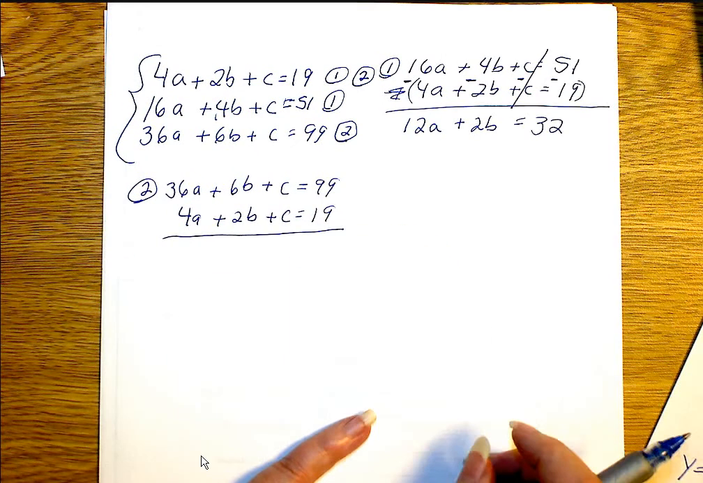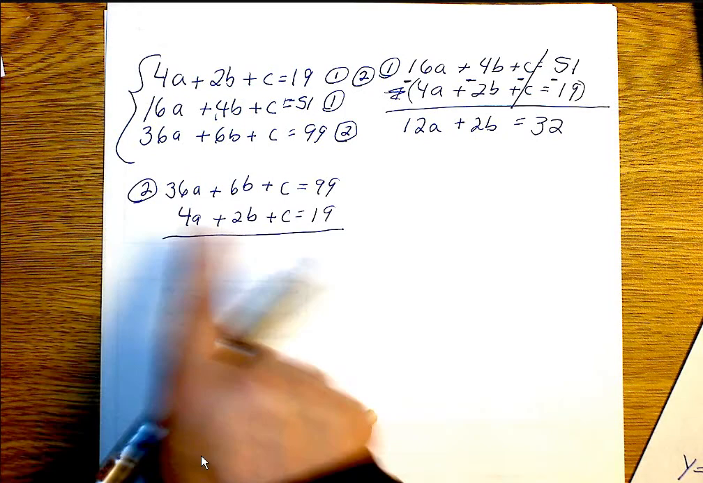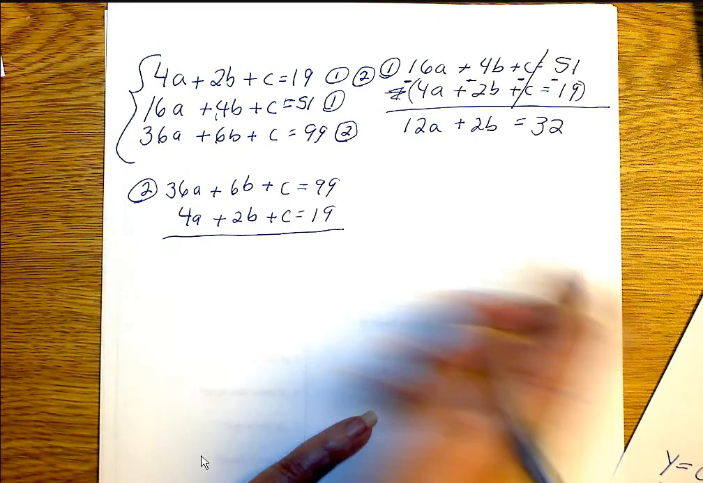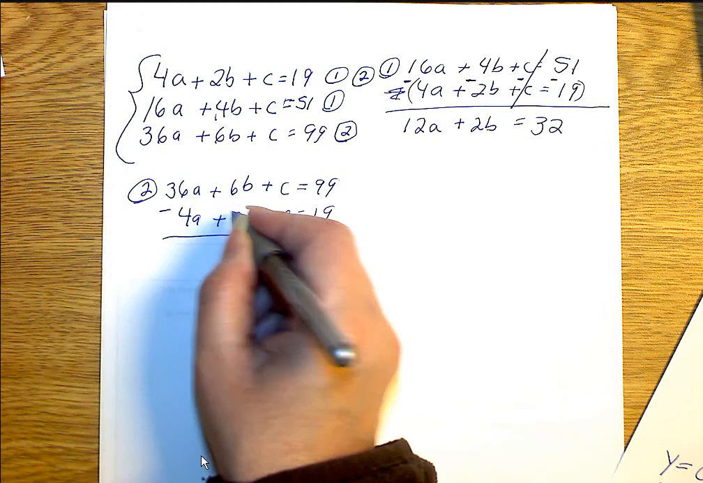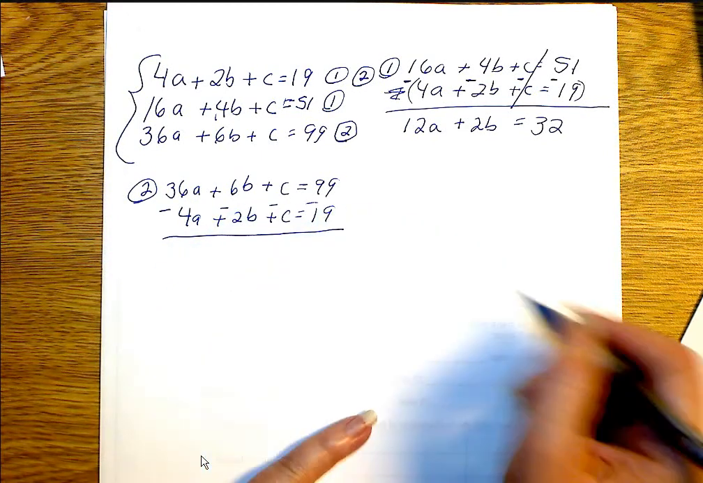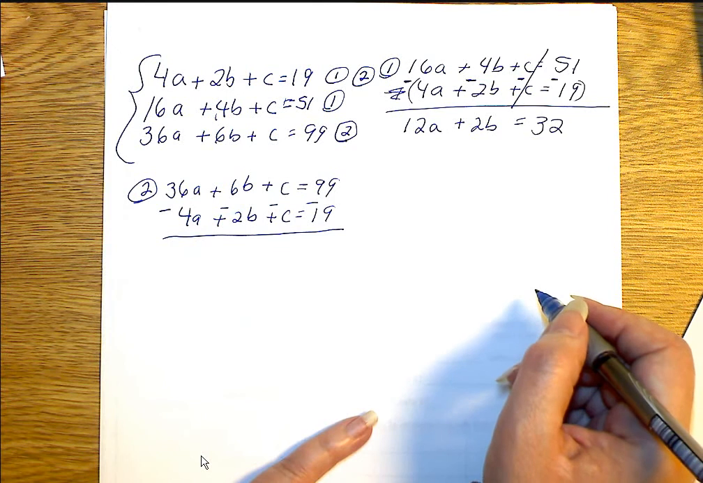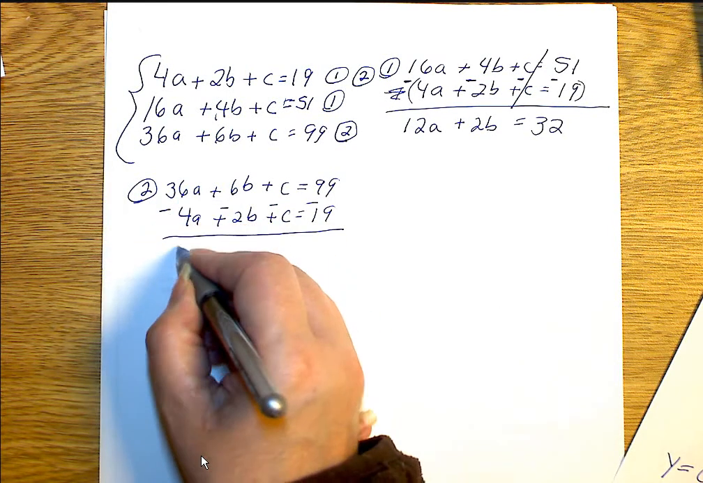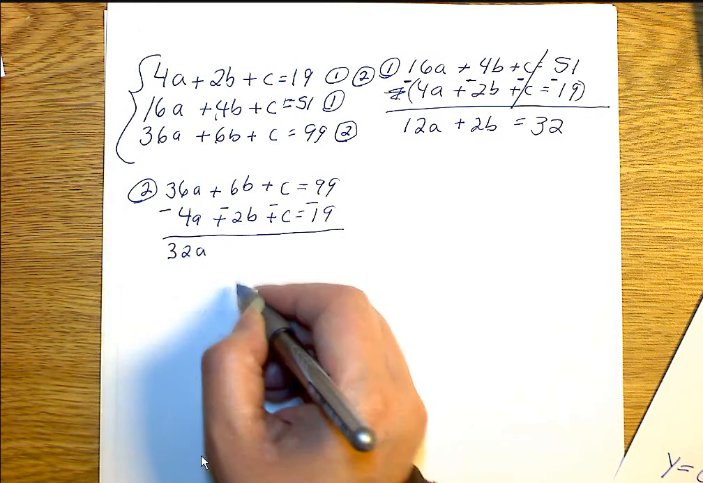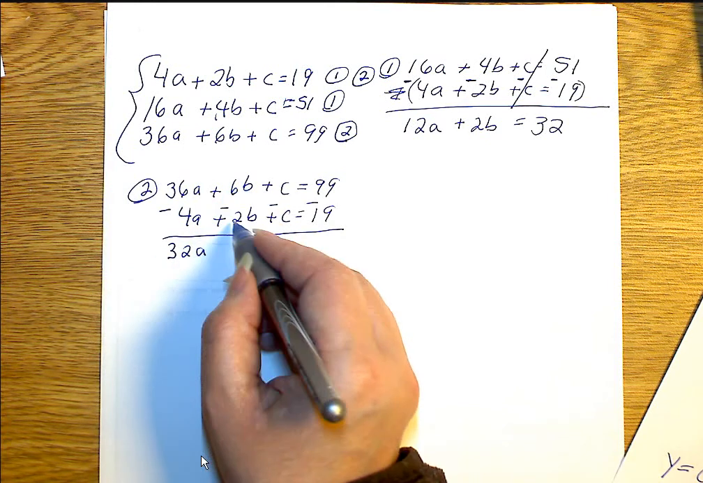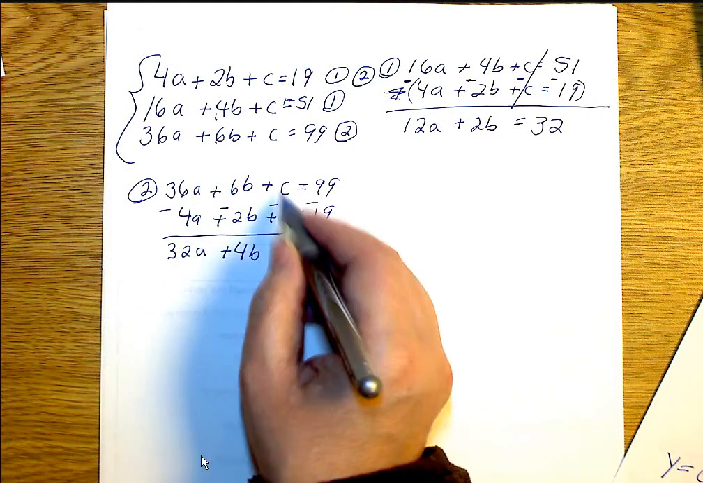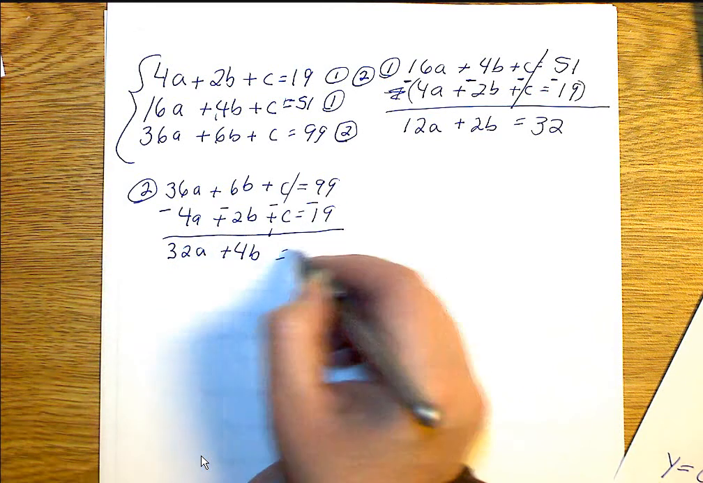So Nick, what would I have to multiply the bottom by to get rid of my c's? Negative 1, so I'm just changing all my signs. Adding down, 36 minus 4 gives me 32a. 6 minus 2 gives 4b, c's are gone, is equal to 80.